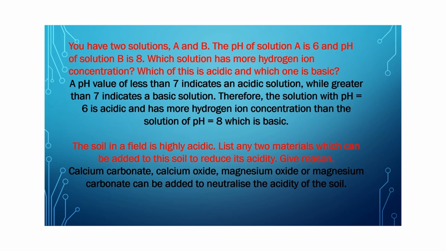The soil in a field is highly acidic. List any two materials which can be added to this soil to reduce its acidity and give reasons. Again, the answer you already know. The answer is calcium carbonate, calcium oxide, or magnesium carbonate can be added to neutralize the acidity of the soil. What we require is a base for neutralizing the acidity of the soil. And all these compounds are bases. Right?